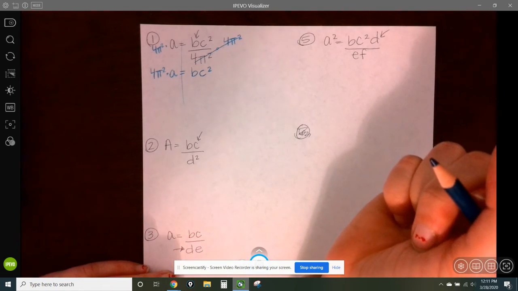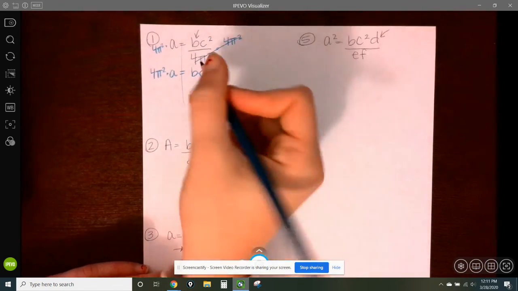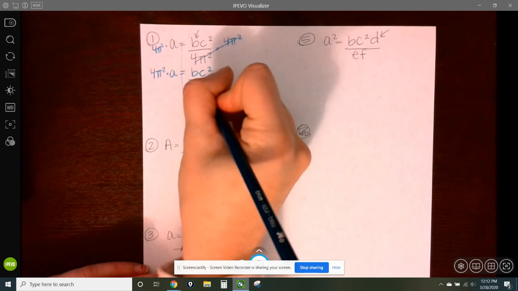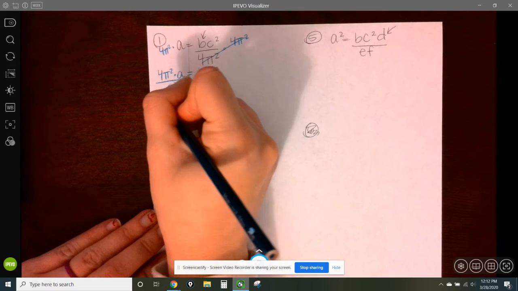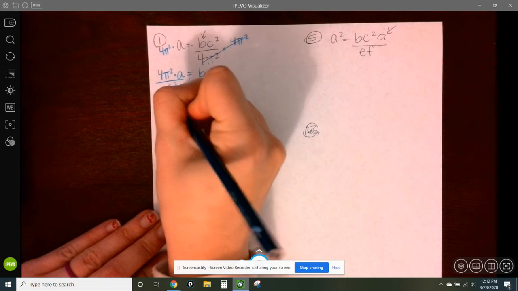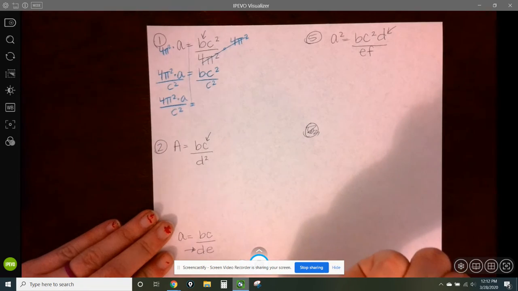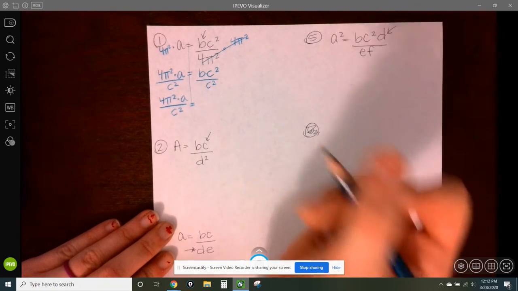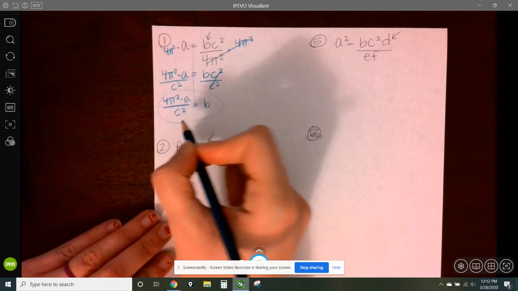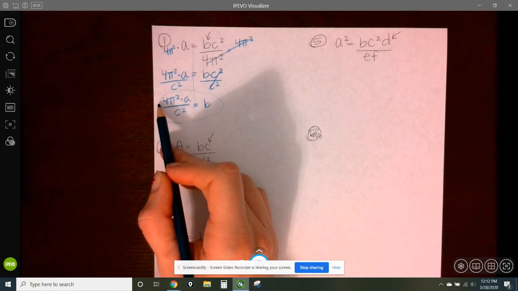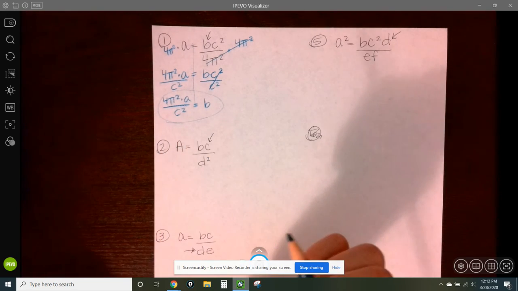So I'm trying to solve for b. I need to get rid of this c squared. Right now, I'm multiplying by c squared. So the opposite of multiplying by c squared is dividing by c squared. So on the left here, I have 4 pi squared times a divided by c squared. And I can just leave it all like that because I don't know what those variables represent. And on the right, I just have b. Now, if you had the a in the front, that's fine. That's the same thing because multiplication, you can multiply in either direction.